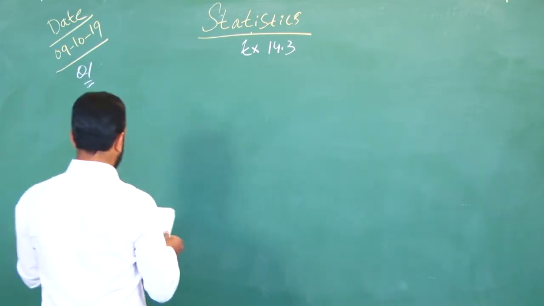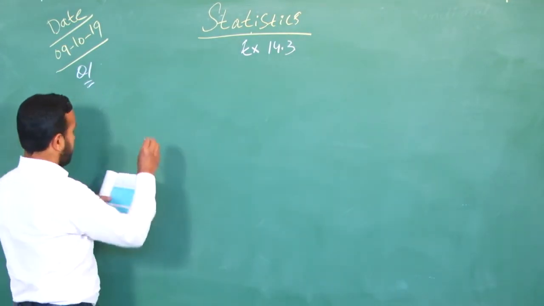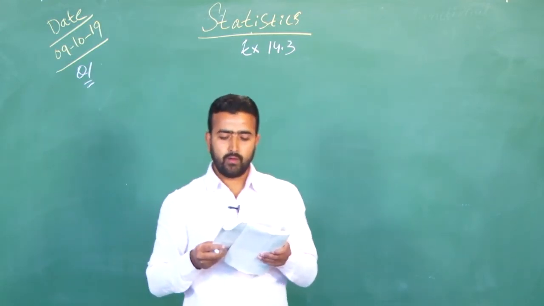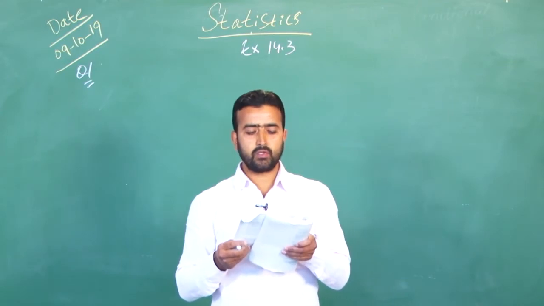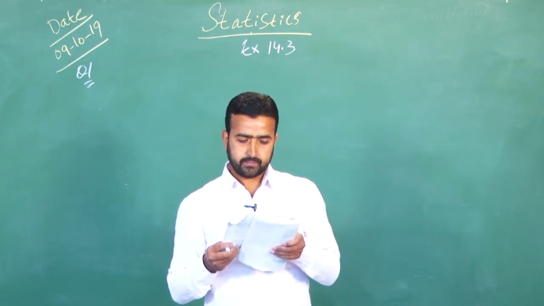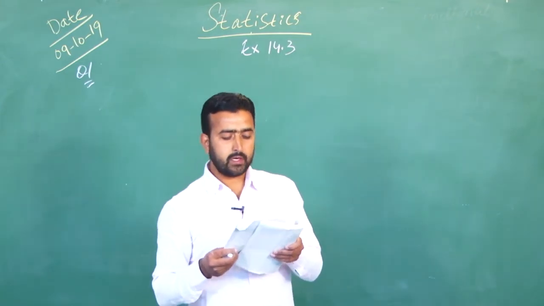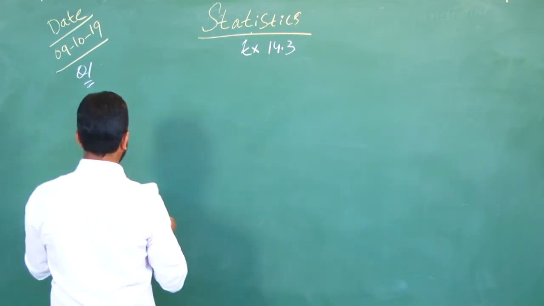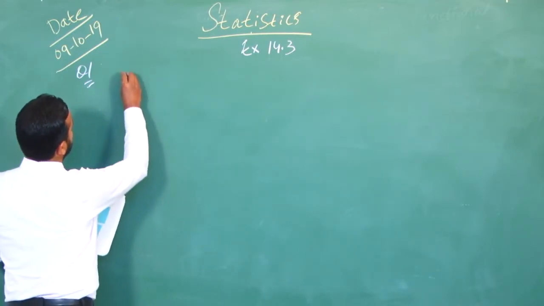Now let us see what the data values are here. The following frequency distribution gives the monthly consumption of electricity of 68 consumers of a locality. Find the median, mean, and mode of the data. So what is the data? It is the monthly consumption of electricity of the consumers of a particular locality.